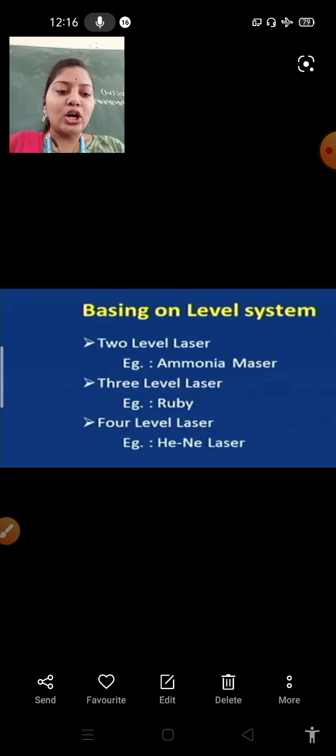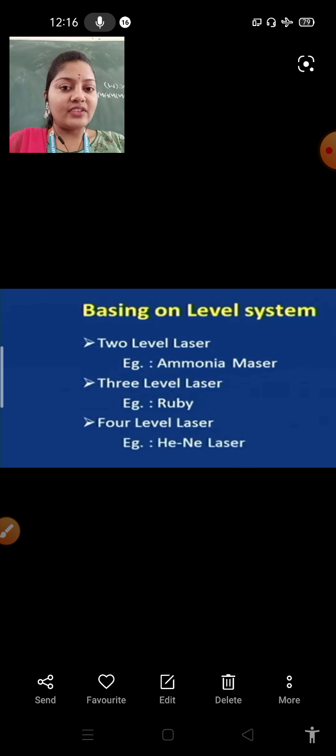Next, basing on the level system. Level system means different kinds of energy levels, by which we can also classify the lasers. In a 2-level laser we have only 2 energy levels, E1 and E2. The 2-level laser system is the ammonia maser. Already we discussed at the start: maser means microwave amplification by stimulated emission of radiation. In the maser we use the ammonia molecule, which can give a wavelength of up to 1 centimeter. So the ammonia maser is a 2-level laser system.